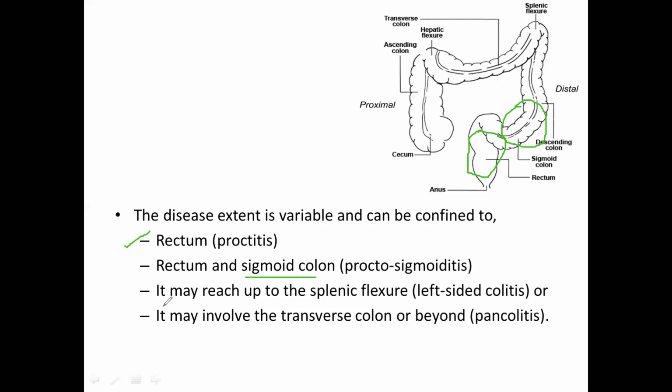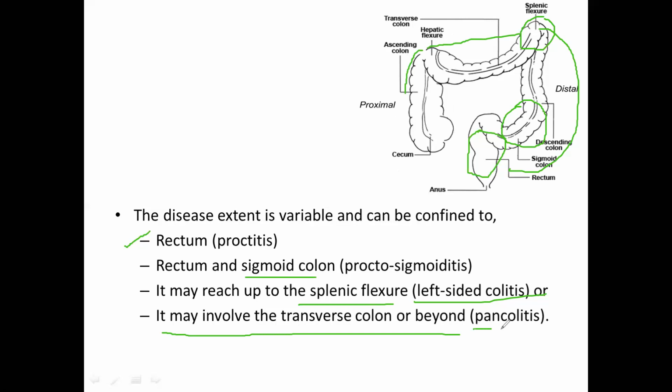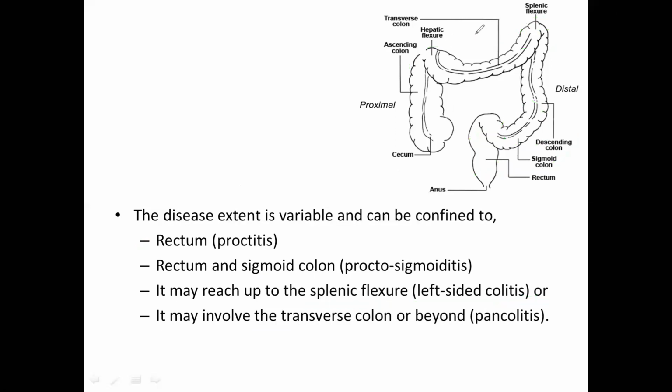And in some patients, the inflammation may reach the splenic flexure. If inflammation involves this area up to the splenic flexure, it is called left-sided colitis. And again, if the transverse colon is involved, or beyond the transverse colon, that is the ascending colon, then it is called pancolitis. So this classification is according to the extent of involvement, which you should remember.